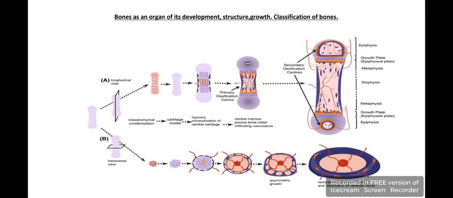Now, I'm not going into depth because it's a viva exam, so they won't expect everything in detail. They would ask only the main points. So I would start from the development of bone. Here is the longitudinal view and here is a transverse view.